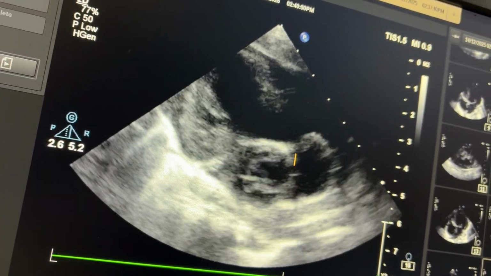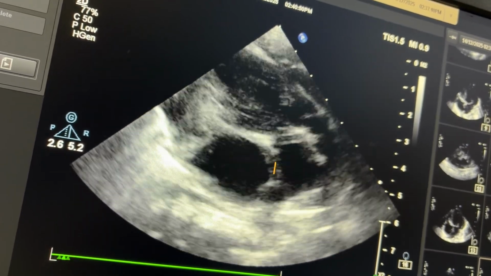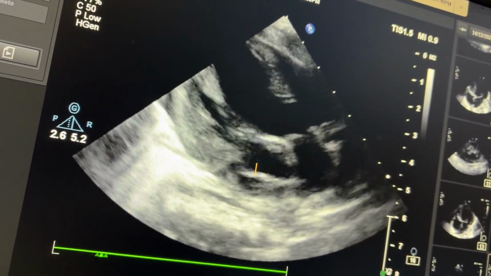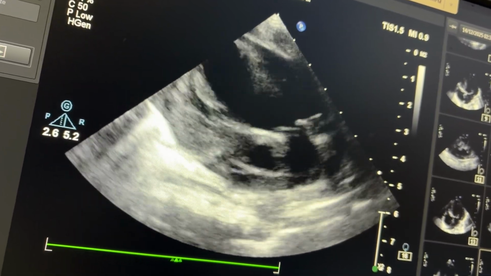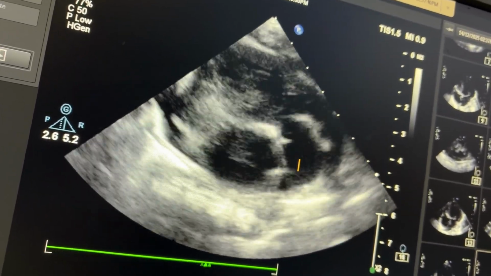This is parasternal long axis view. Structure by structure, this is left atrium, this is left ventricle, this is right ventricle, this is aorta, and this is pulmonary artery.